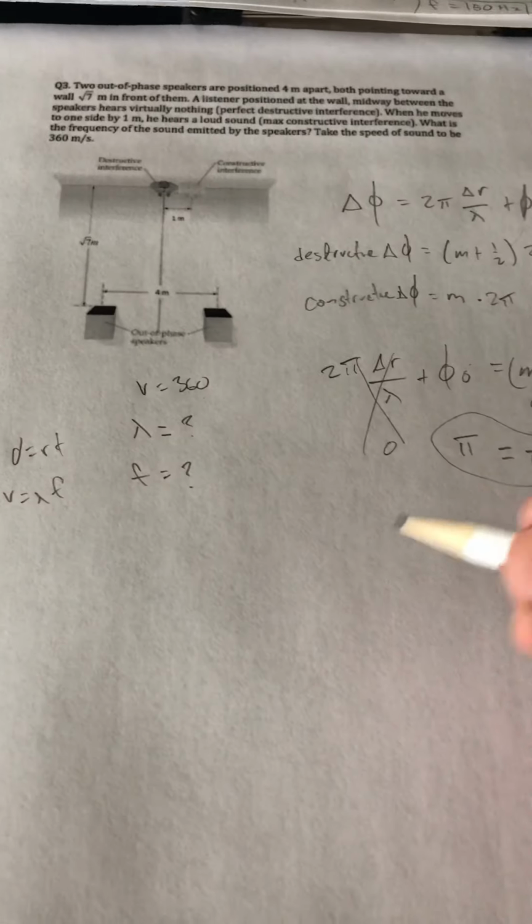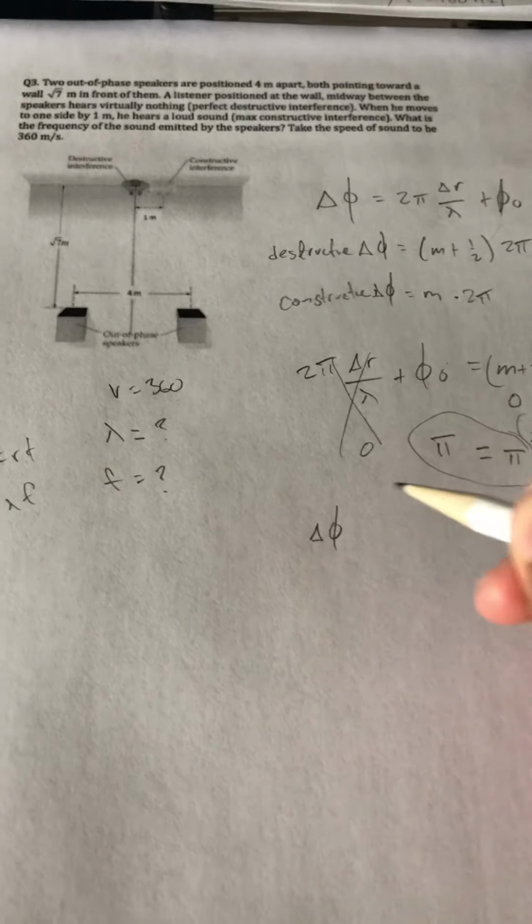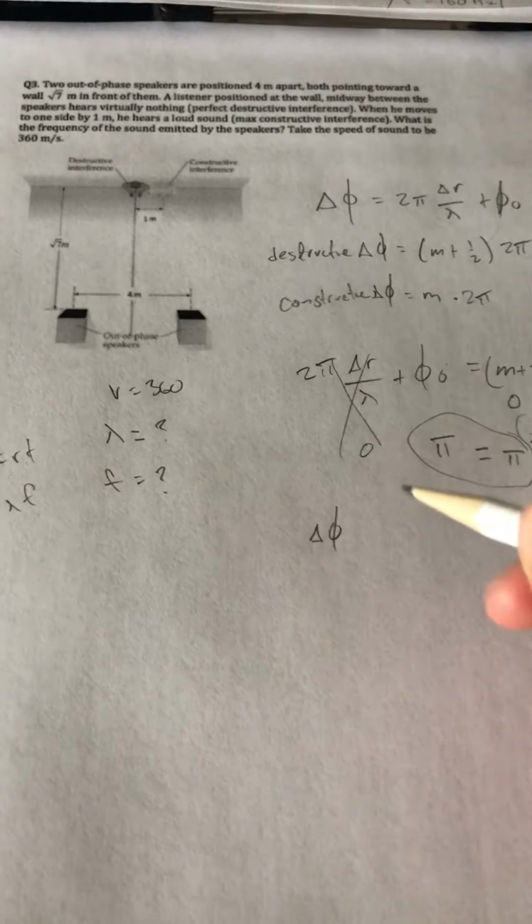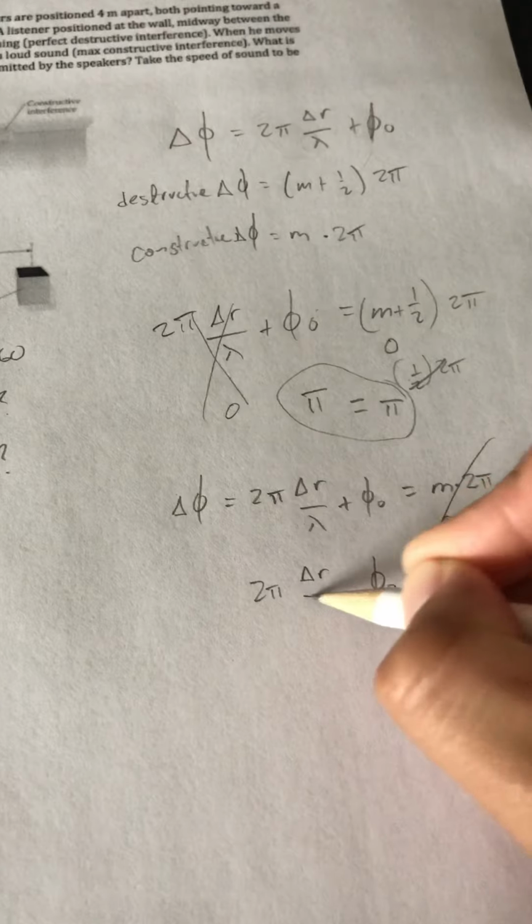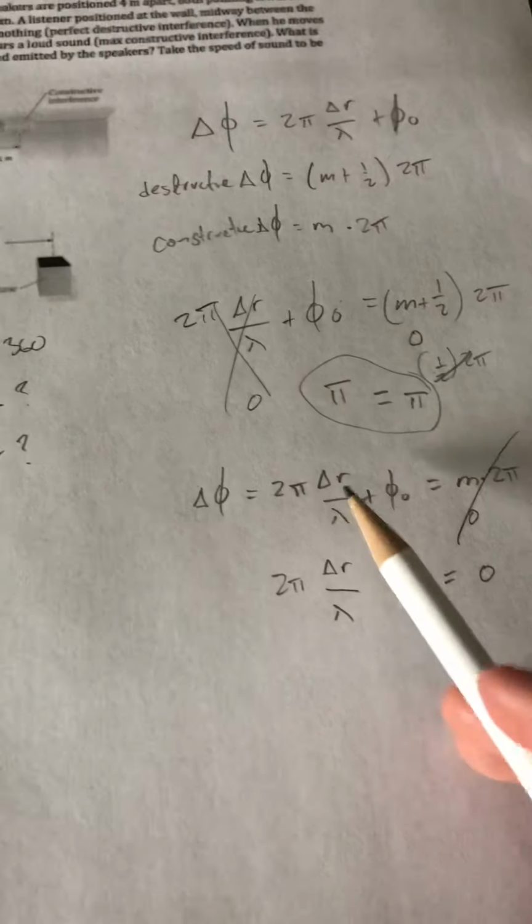And let's do constructive now. So constructive would be delta phi equals 2 pi delta r over lambda plus phi naught equals m times 2 pi. I know this is 0, so this is going to cancel out. We actually can't do this problem yet because we need to figure out r.